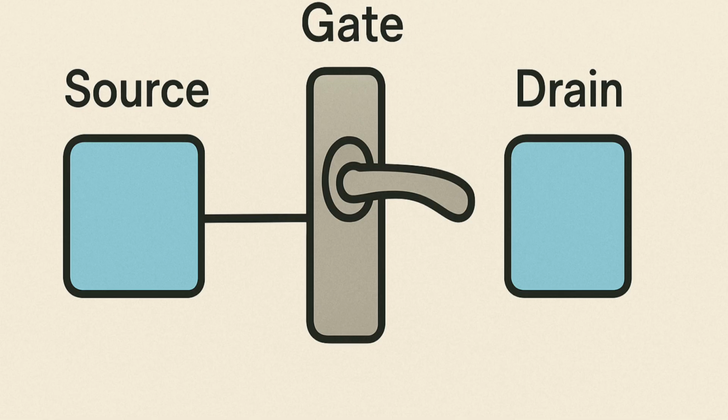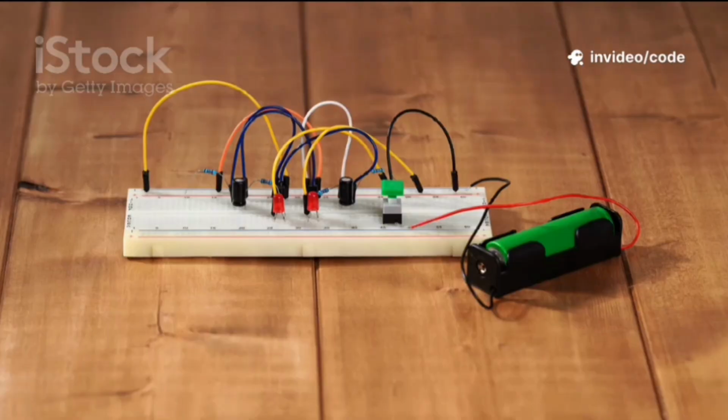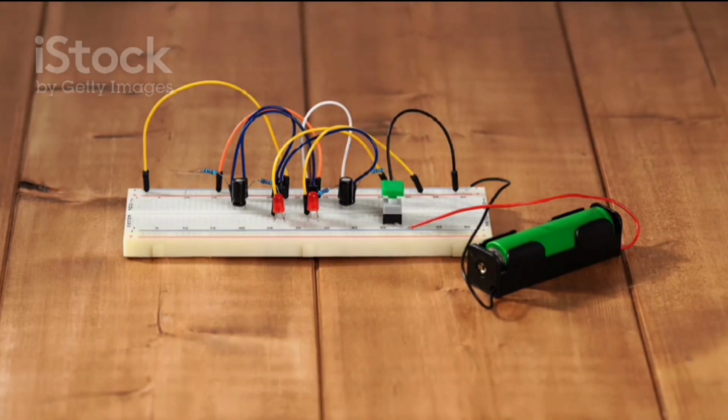Now let's make it more practical. Imagine you are building a small circuit to light up an LED using a transistor. You put the emitter to ground, the collector to one leg of the LED and the other leg of the LED goes to positive through a resistor. Now here's the fun part. You feed a small current to the base. Suddenly the LED lights up. It feels like you have given the circuit a magic touch. And that's exactly the thrill of using transistors for the first time.